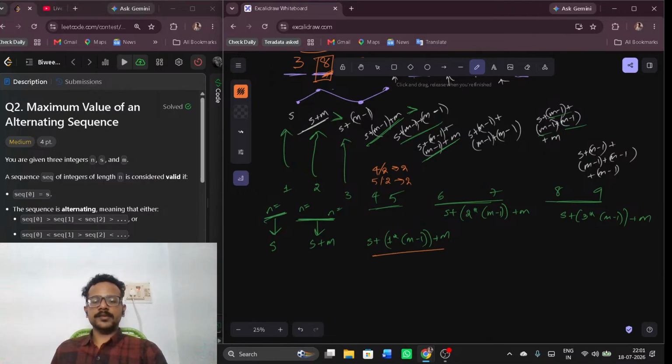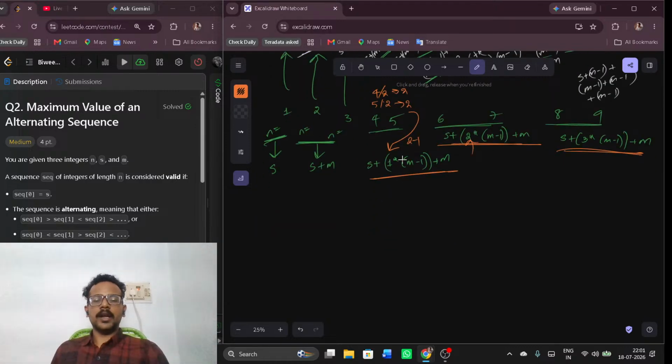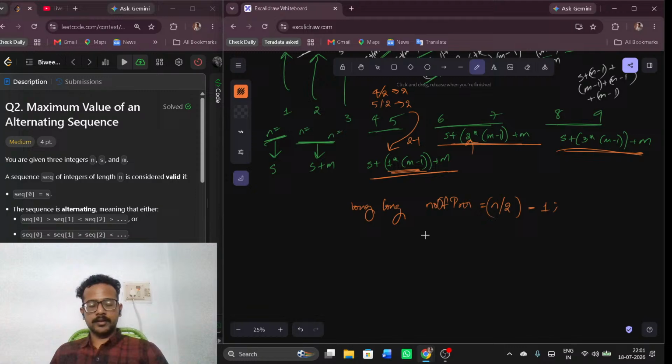Now this is the same formula, but the only thing which is changing is this 2 minus 1 here. So I would create a simple formula, nothing but the number of products. The number of times I have to do product with m minus 1 is nothing but n by 2 minus 1. That would be long. And please make sure that you go with long instead of integer data type.